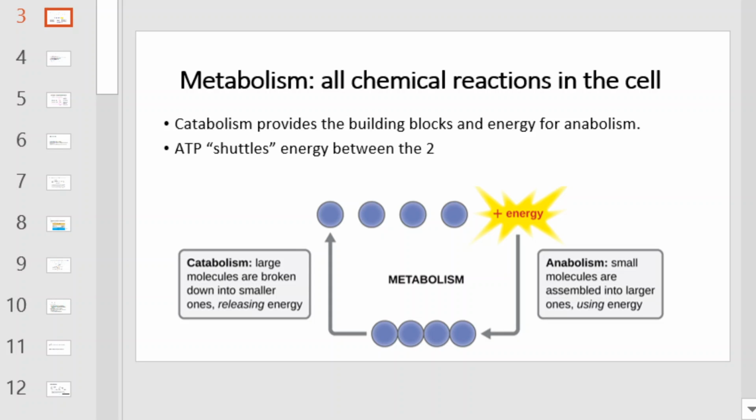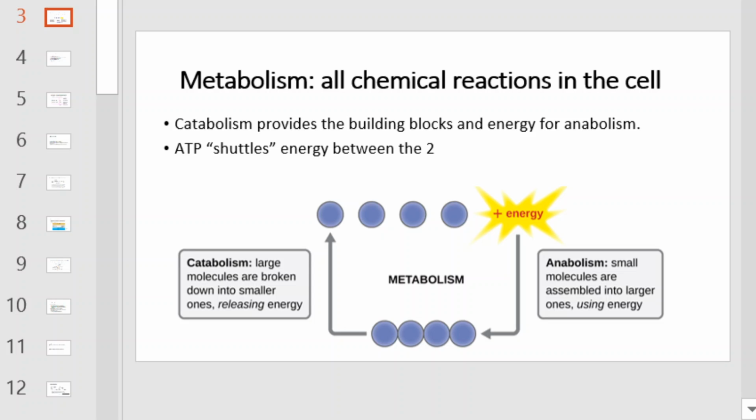We begin today by looking at metabolism. Metabolism is the sum total of all chemical reactions in the cell. It's actually a combination of two other reaction types, catabolism and anabolism. Catabolism is a series of reactions that break large molecules into smaller ones. It often releases energy, while anabolism is the exact opposite. Anabolism are reactions that take small molecules and assemble them into larger ones. They often involve an energy input.